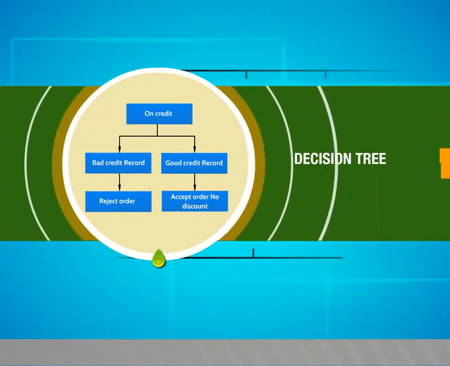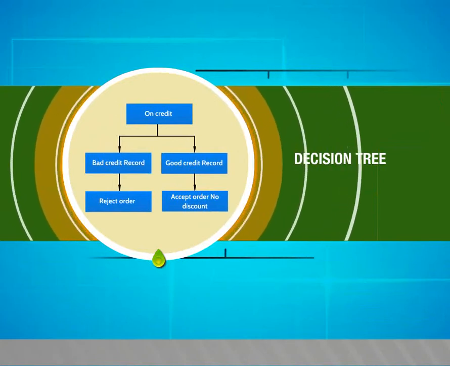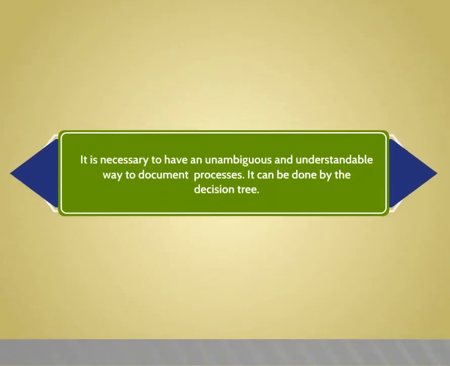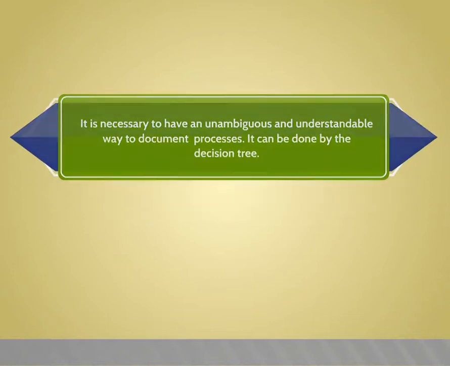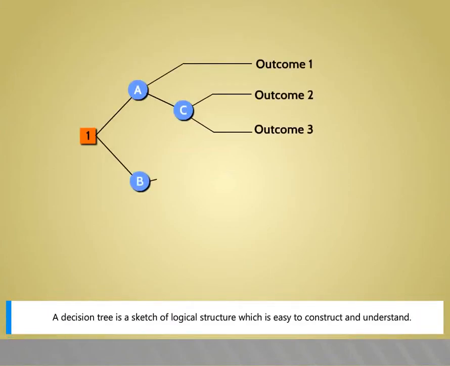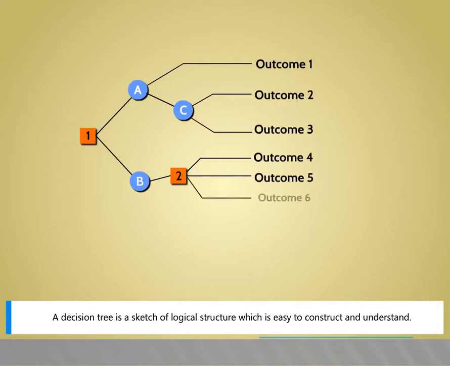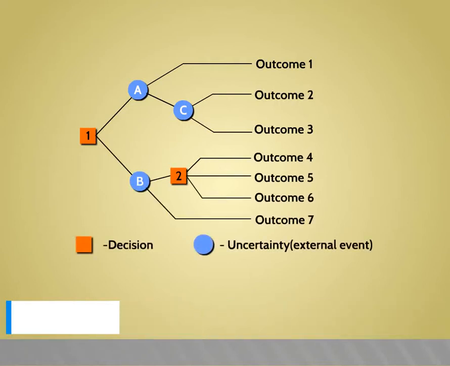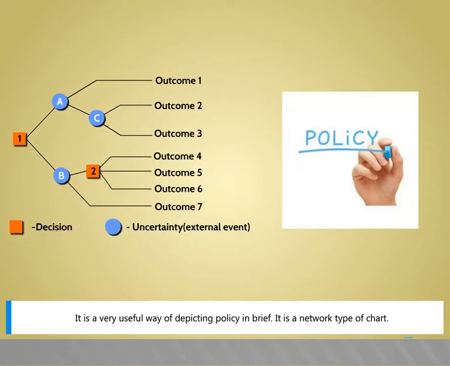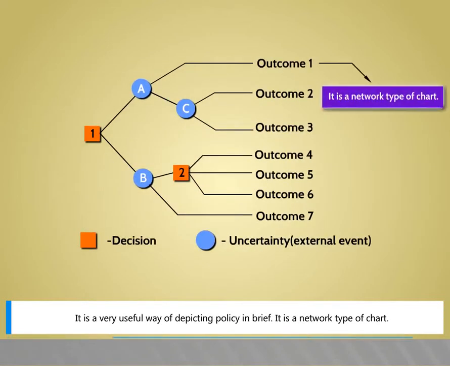Decision tree. In this video, we are going to see about decision tree. It is necessary to have an unambiguous and understandable way to document processes. It can be done by the decision tree. A decision tree is a sketch of logical structure which is easy to construct and understand. It is a very useful way of depicting policy in brief. It is a network type of chart.